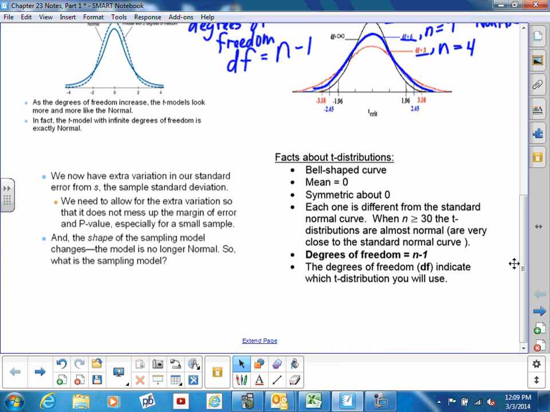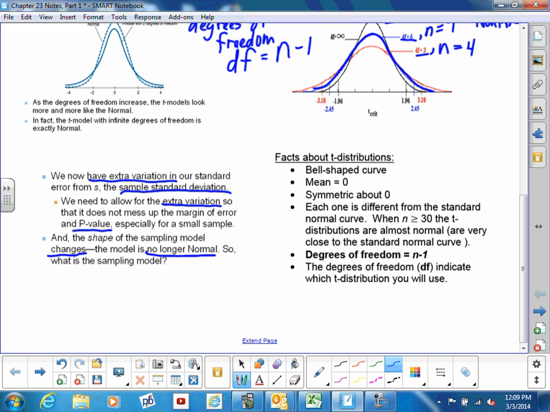All right. So this is actually going to be just kind of a reiteration of what I've already said. We now have extra variation in our standard error because we use the sample standard deviation. Okay? We have to allow for this extra variation so that it does not mess up the margin of error. It also does not cause us to overestimate the p-value or get a smaller p-value than what it really is. The shape of these t-distributions change. They are no longer perfectly normal. They are similar, but more varied.